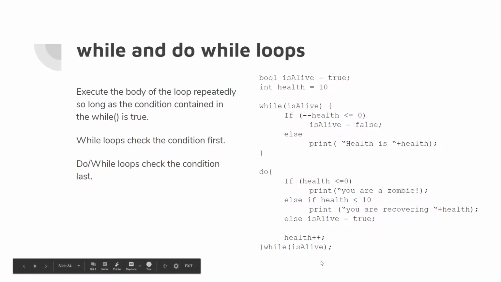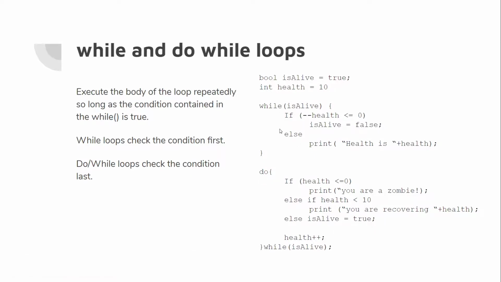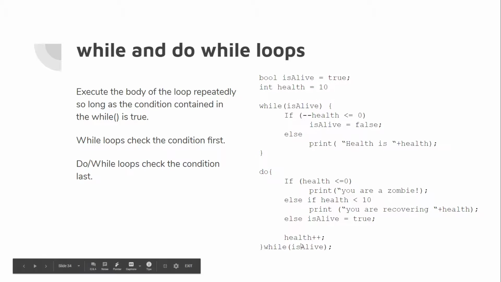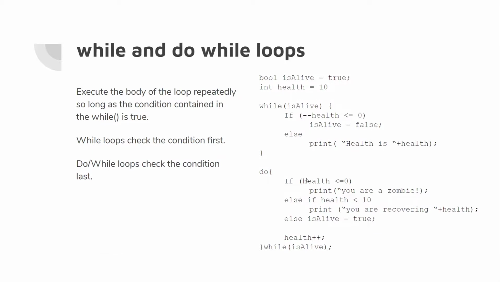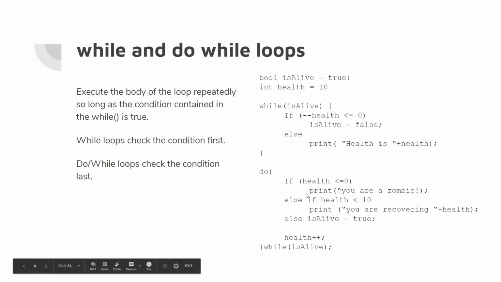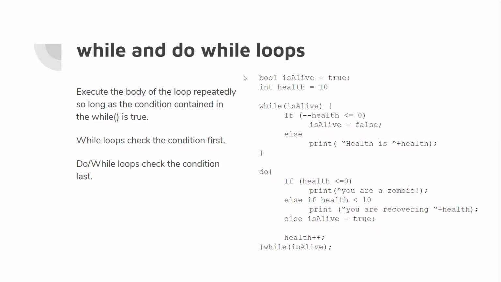Okay, so it's really just a matter of do you want to check on the way in or do you want to check on the way out? If you know you want your loop to run at least once, it makes sense to do a do while. It's a little bit more efficient because you avoid the check at the beginning, so you know your code needs to run. All right? So in this case, we have both versions here.